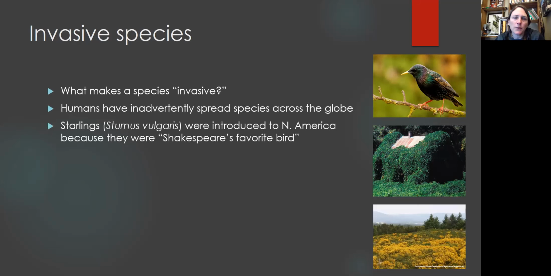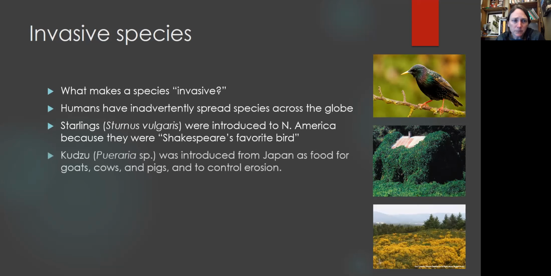Starlings, as shown on the top, were introduced to North America because they were Shakespeare's favorite bird, and they have since pushed a lot of other native birds out of their ranges, and they have become a dominant species here. Kudzu is a viney plant that was introduced from Japan as food for goats, cows, and pigs, and to control erosion, and has taken over vast areas of the southern part of the US.